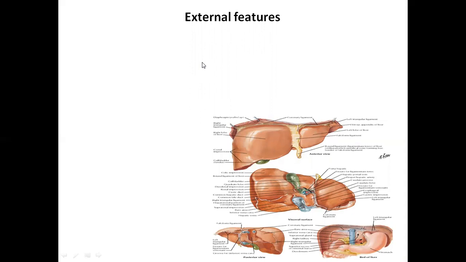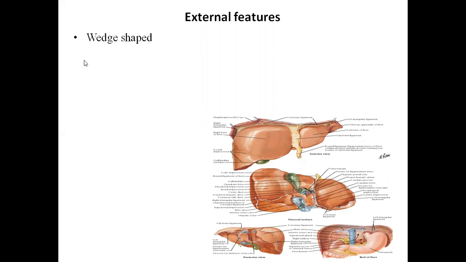Let's see the external features of the liver. This is an anterior view of the liver. This is an inverted view of the liver where we can see the posterior and inferior surface of the liver. Again, this is a view where we can see posterior surface and inferior surface of the liver. And this area is the posterior abdominal wall after removing the liver.